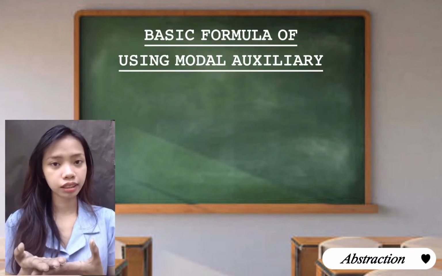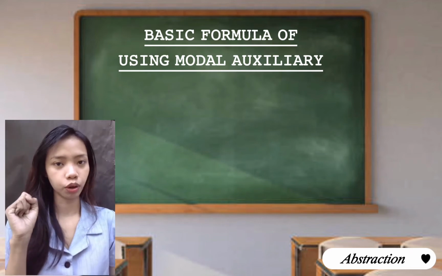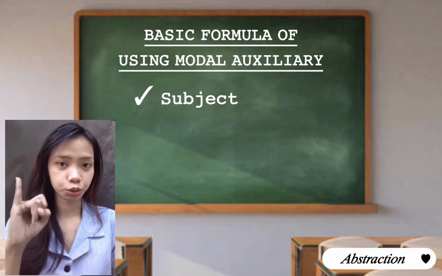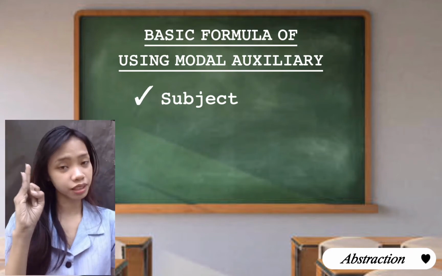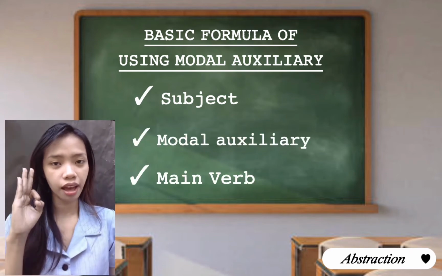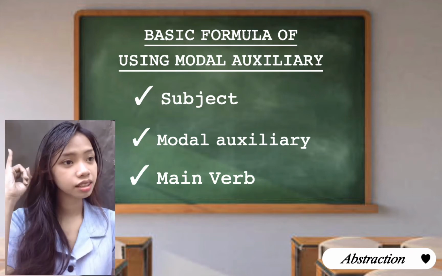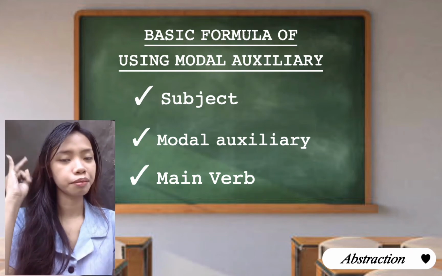When constructing a sentence using auxiliary verbs, there are three things to remember. One is that it must have a subject. Two, it must have an auxiliary verb, of course. And three is to have a main verb. What was it? Subject, auxiliary verb, main verb.